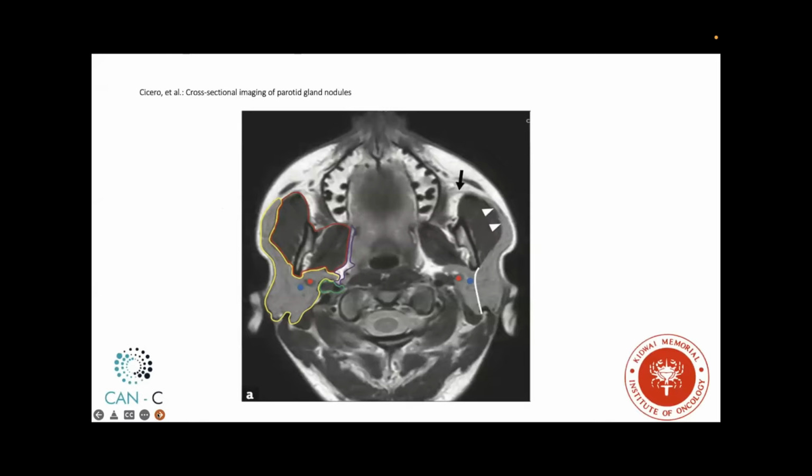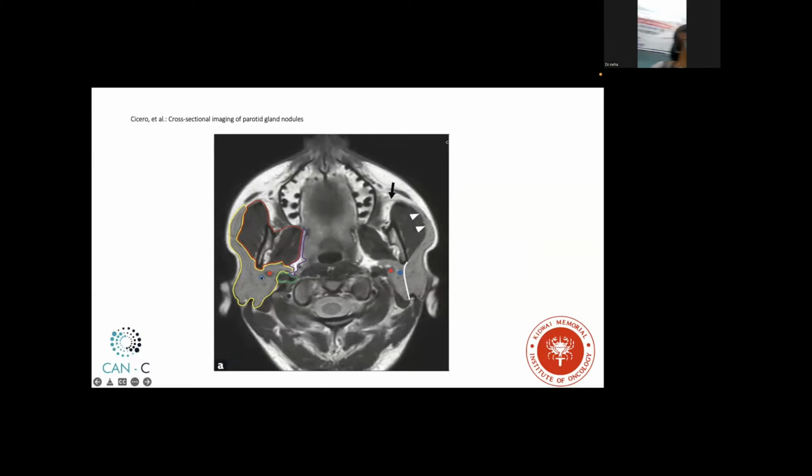This is a T1 weighted MRI image showing the parotid region, where you can see that the yellow line involves the parotid space. The red line is the masticatory space. The purple line is the parapharyngeal space, and the red dot is our external carotid artery, and the green space is the carotid space, and this is our retromandibular vein.